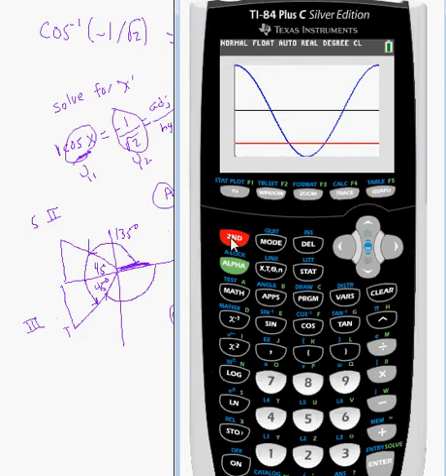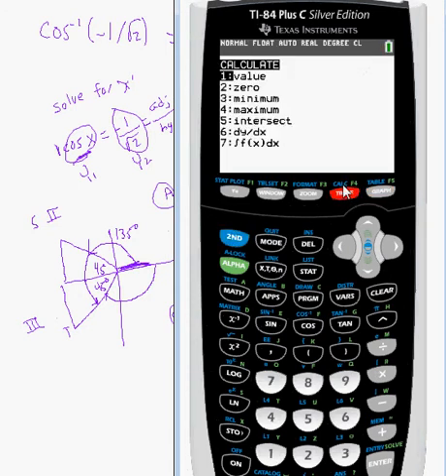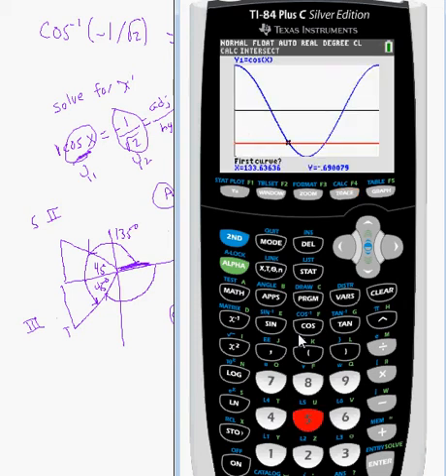So I'm going to hit second trace to access the calc menu, number 5 for intersect, and the first two questions I always just press enter. Is this the first curve? Yes, enter. Is this the second curve? Yes, enter. The first intersection is free. You can just press enter and not think about it. And it says one of the intersections is 135 degrees. And here's my y value. You see the decimal equivalent to negative 1 over square root of 2, meaning this is one angle for which the cosine comes out to be negative 0.7.